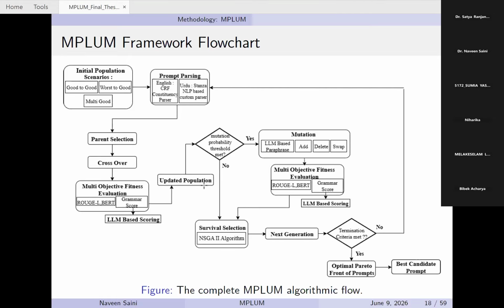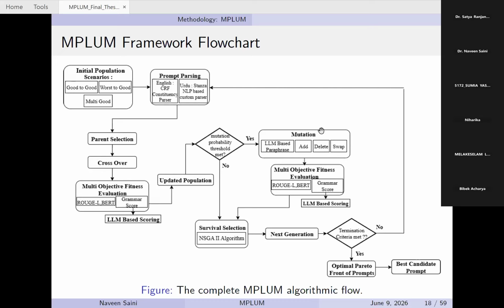Because after performing the crossover, we will have a new set of solutions called the updated population. This is the initial population, and this is the next population we have. Now on the updated population, we perform some mutation. Mutation means whatever solutions are generated, we can rephrase them, add some phrase, delete some phrase, or swap some phrase. You can say alteration.